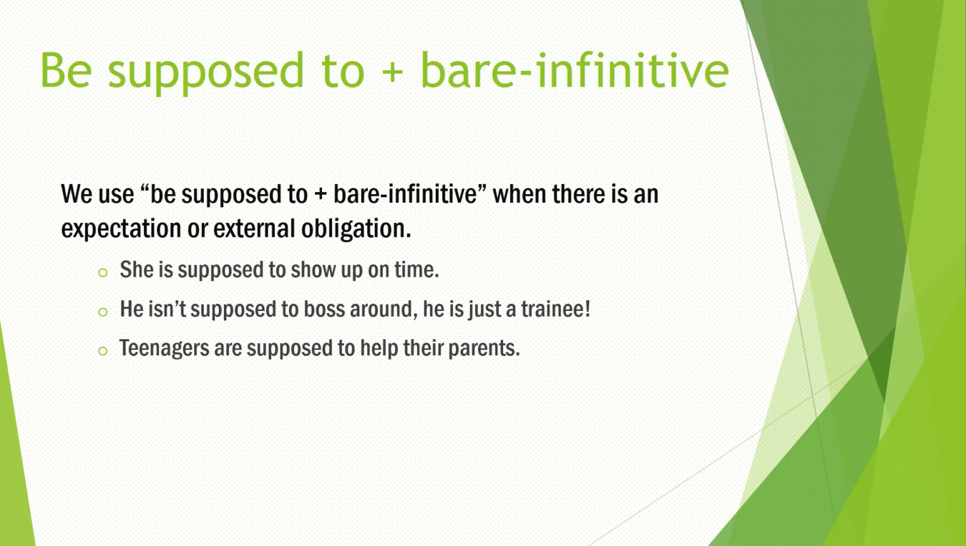So, she is supposed to show up on time. We can say we expect that she shows up on time. We have this expectation. He isn't supposed to boss around, he's just a trainee. Teenagers are supposed to help their parents. Again, we have this expectation: we expect them to help their parents.